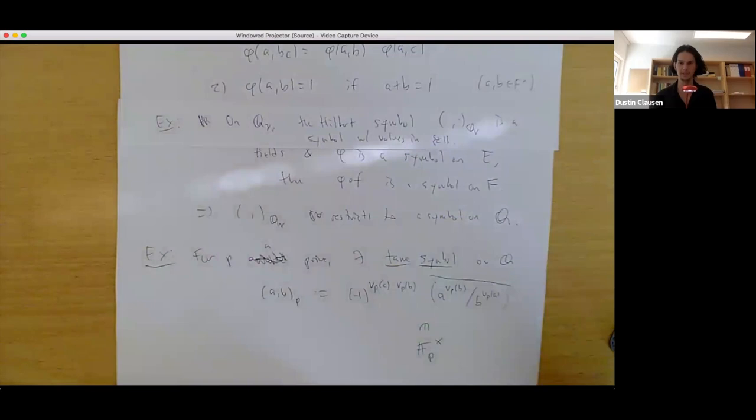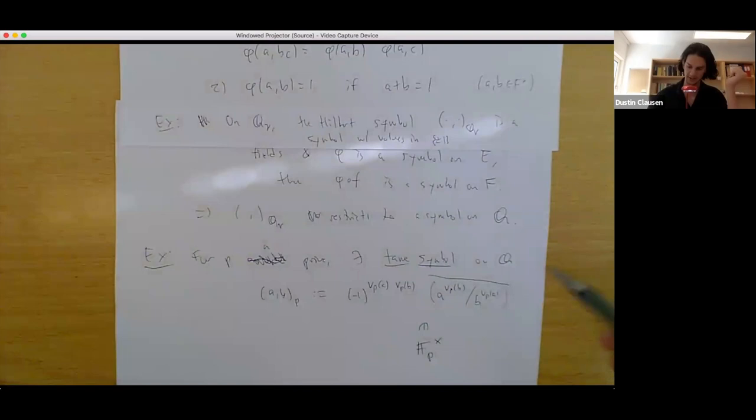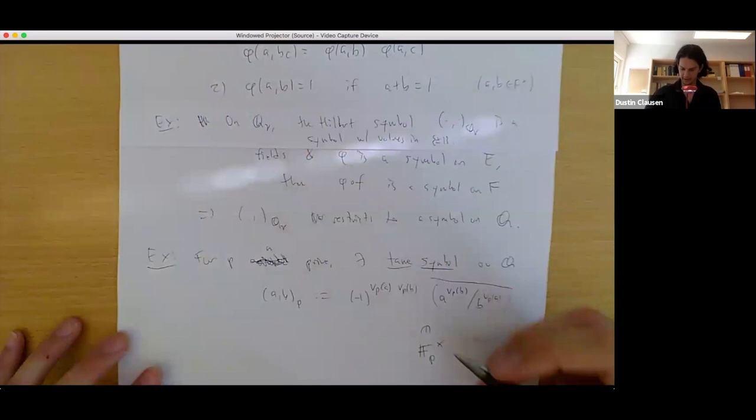And the same reasoning for why the Hilbert symbol at an odd prime is a symbol will prove to you that the tame symbol is a symbol. So the Legendre symbol played no role in that argument. And you're actually going to see an abstract version of this in your exercises. So you'll go over why this kind of thing always defines a symbol, with values in this group of units in this finite field.